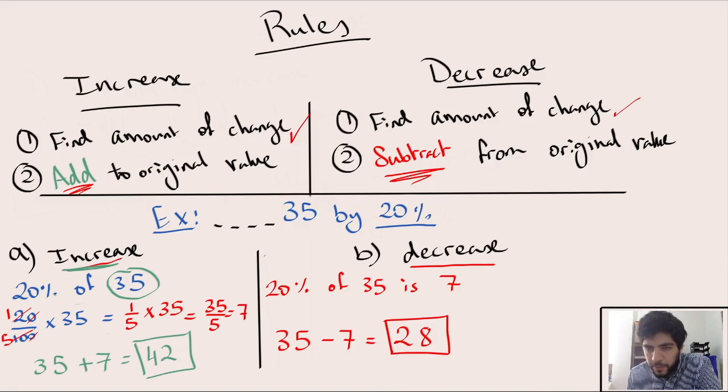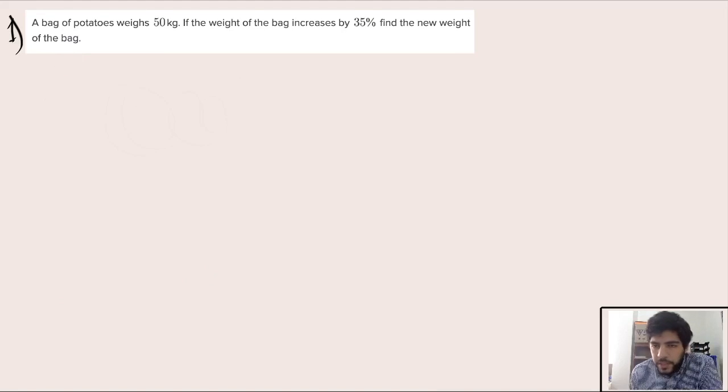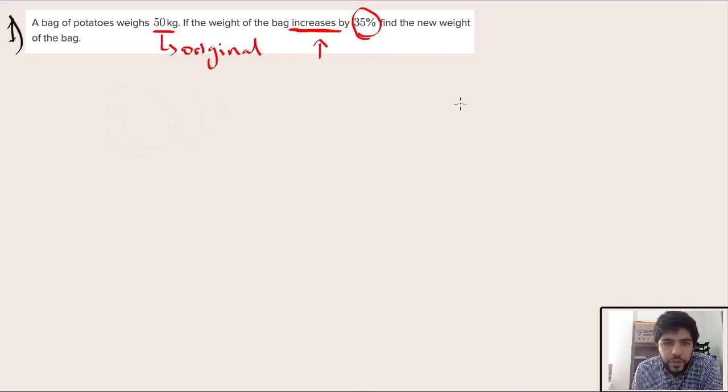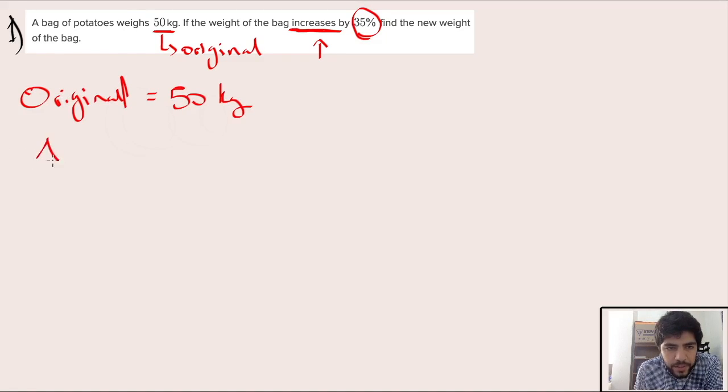Now let's look at a couple of word problems. This one says a bag of potatoes weighs 50 kilograms, so this is the original. If the weight of the bag increases by 35%, so they gave us a percentage, find the new weight. So we have the original weight, 50 kilograms. I'm going to mark the change by this triangle, called delta. The change is 35%. Let me say percent change.